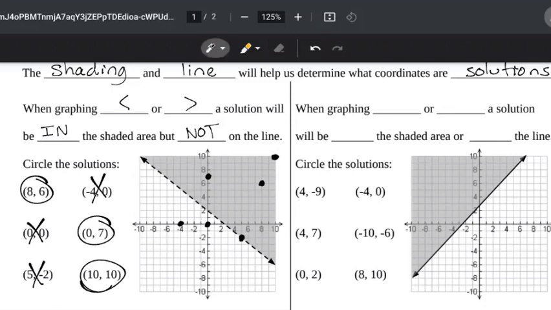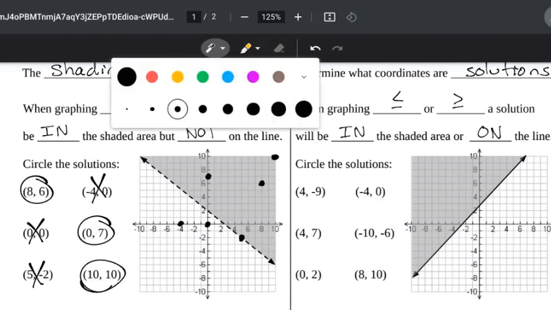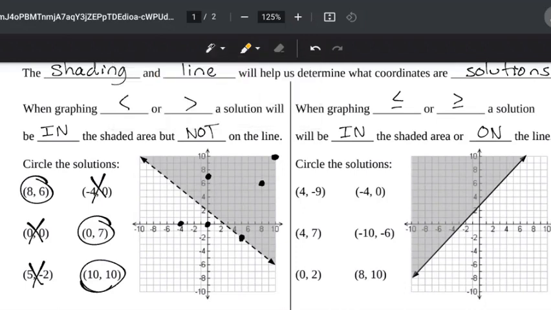Okay. So now let's take a look at the other situation, which is when we are graphing less than or equal to or greater than or equal to, a solution will be in the shaded region, or it can be on the line. So, or equal to means that it can be on the line and considered a solution. There are no gaps in the line, so there are no gaps in the answer there.